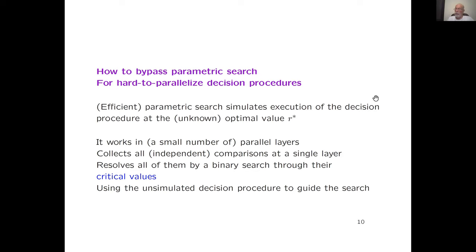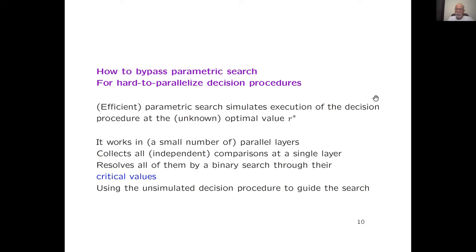So you want a parallel version. You want a small number of parallel layers where the comparisons are independent of each other. You want to collect all of them and run a binary search through them to determine all their outcomes using only a few calls to the real decision procedure. So you need a parallel implementation, in a fairly weak model, of the decision procedure to make the parametric search optimization solution efficient. But if the decision procedure is hard to parallelize, you have to find some other way.